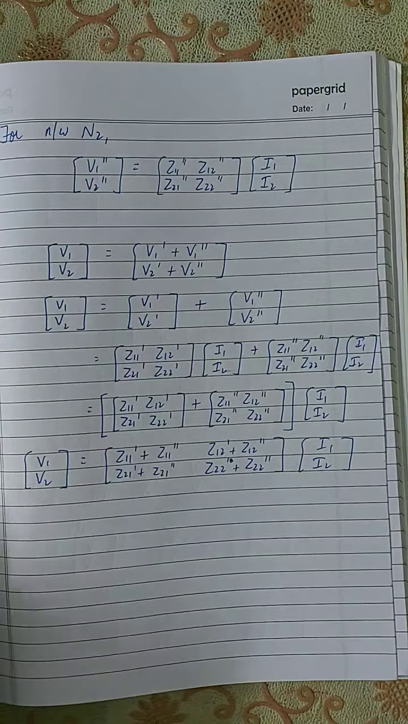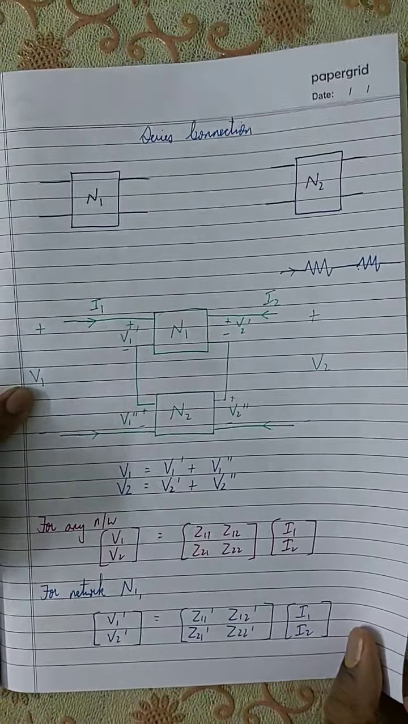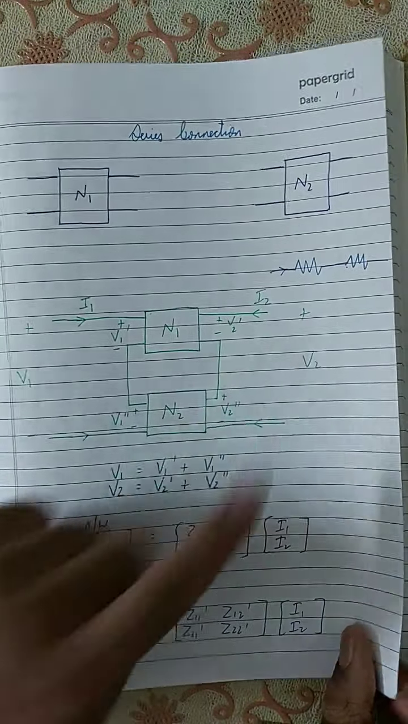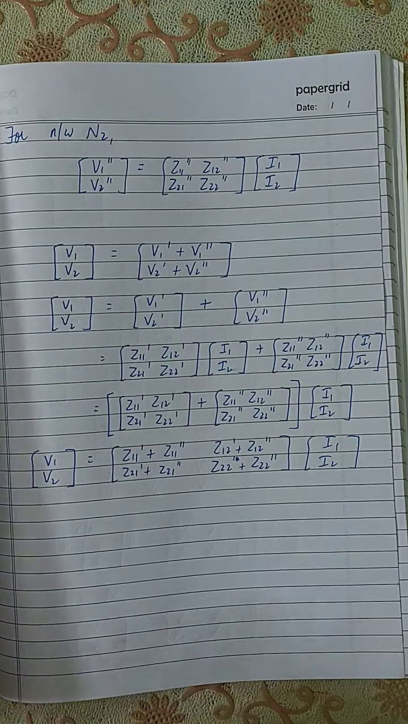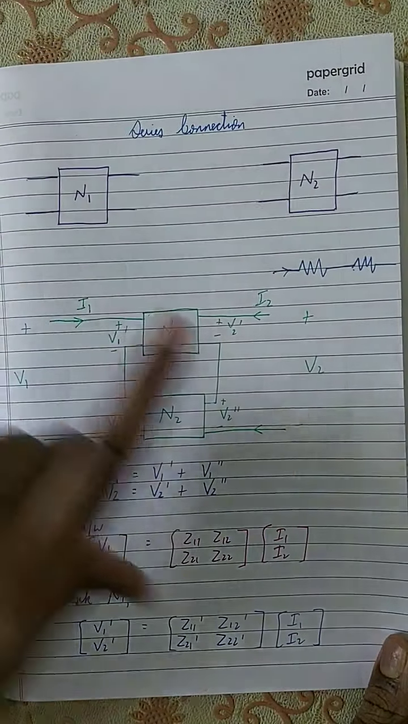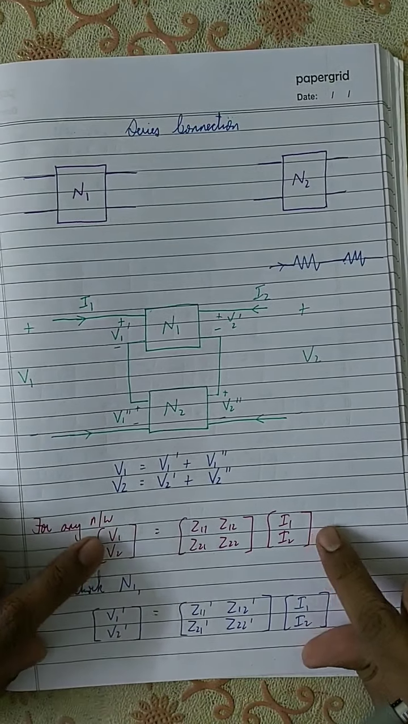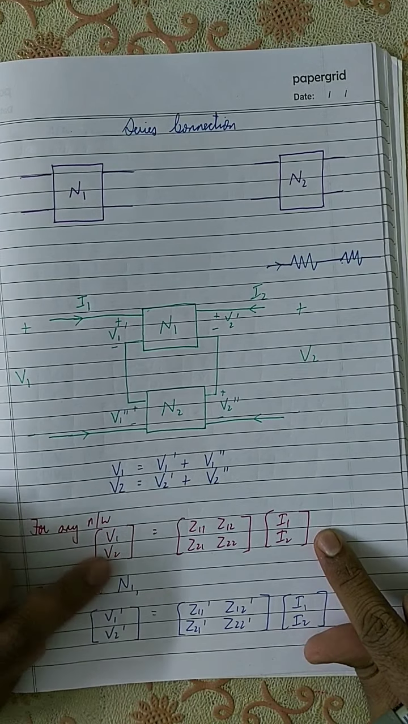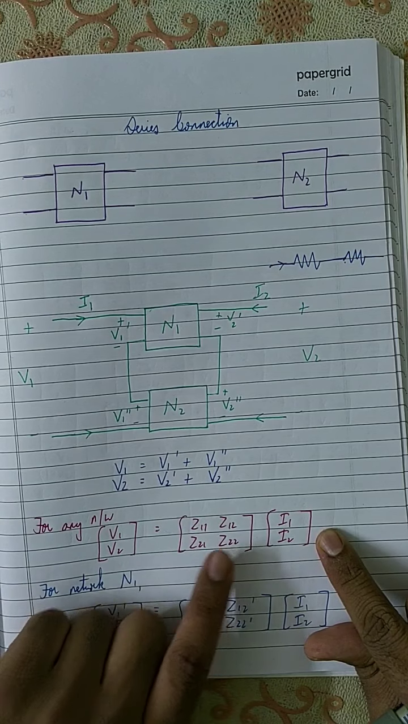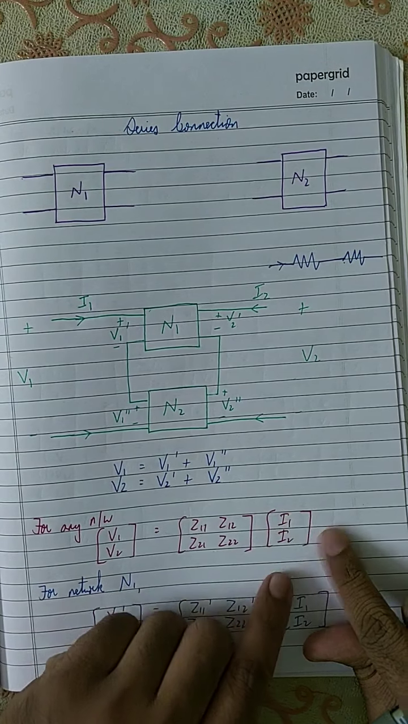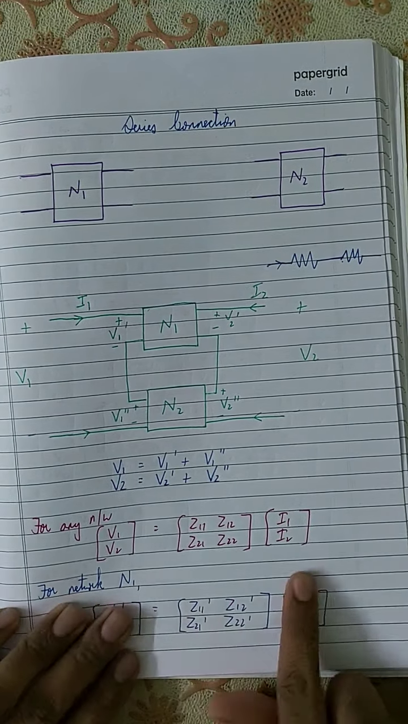So what is V1 and V2? V1 and V2 are the input voltage and output voltage of the overall network. What is I1 and I2? I1 and I2 are the input current and the output current of the overall network, right? That is the same equation that I have written over here. That is, the V1 V2 matrix is equal to the Z11 Z12 Z21 Z22 matrix times the I1 I2 matrix.